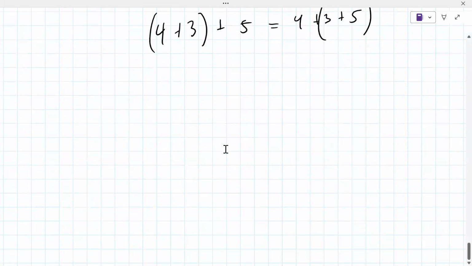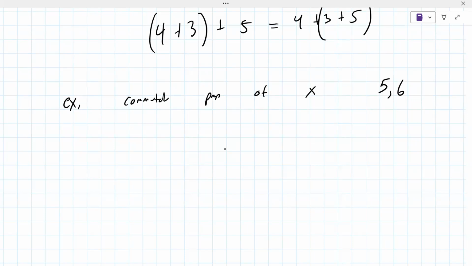All right, let's try another one here. Let's have you do the commutative property of multiplication using 5 and 6. 6 times 5 equals 5 times 6. That works. All right. Are there any of the properties that you feel like you do not understand? No. Okay.